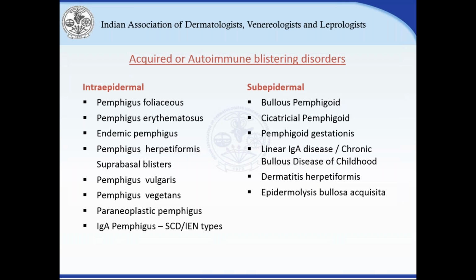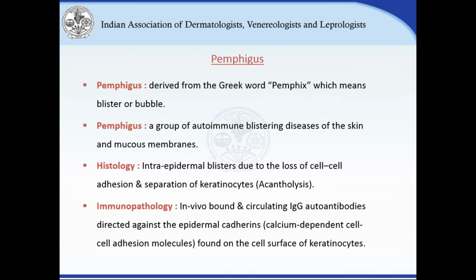So in the intraepidermal, we have mainly two forms, pemphigus foliaceus and pemphigus vulgaris. In the subepidermal type, we have bullous pemphigoid, then linear IgA disease, that is chronic bullous disease of childhood, dermatitis herpetiformis, and EBA, epidermolysis bullosa acquisita. We had epidermolysis bullosa, which was genetic since birth, and here we have epidermolysis bullosa acquisita, the word implying that it is acquired, not genetic. So this is pemphigus, derived from the Greek word pemphix, which means a blister or bubble, and it's a group of autoimmune disorders of skin and mucous membranes.